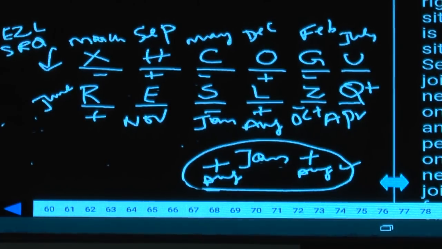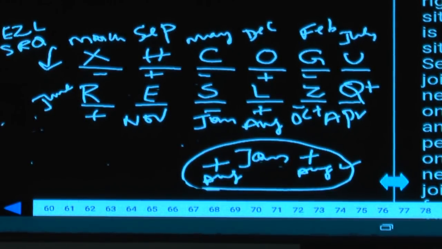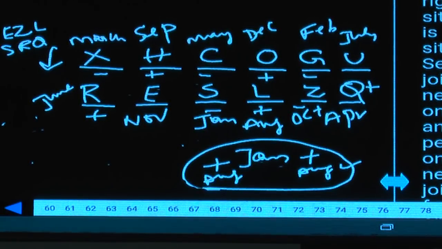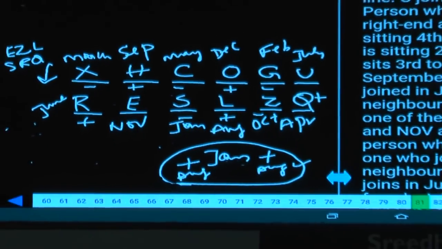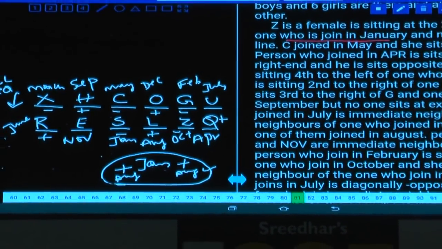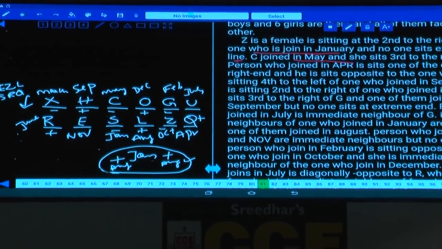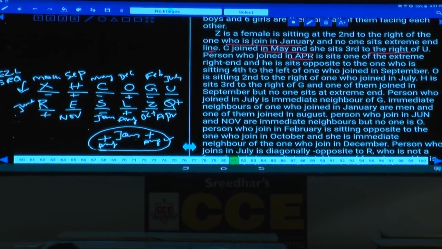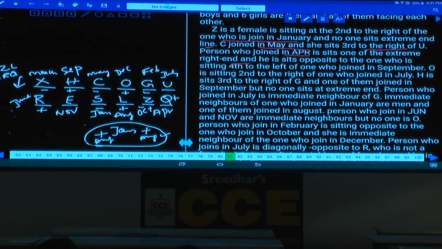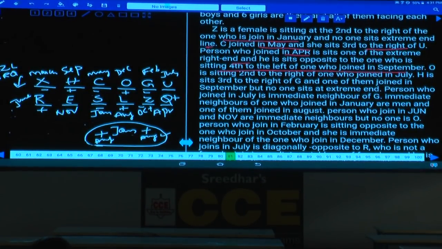Regarding these males and females, any information regarding this one? Now in total how many females do we have? We have some 6 females. Now 1, 2, 3, 4, 5 females were already there, isn't it? Now regarding these males and females, let us check once again. Z is a female seated second to the right of the one who joined in January, and no one sits at an extreme end. C joined in May, sits third to the right of you. The person who joined in April sits at one of the extreme right ends, and he sits opposite to the one who is seated fourth to the left of September, and O is seated second to the right of the one who joined in July.